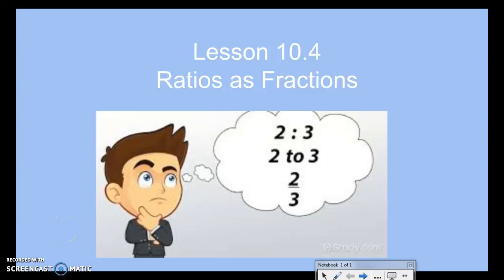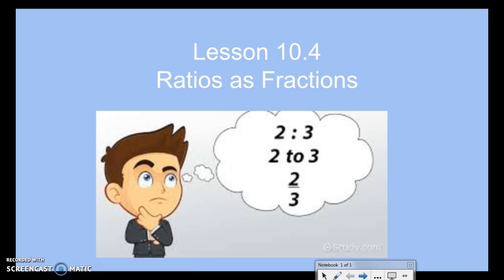Everybody, this is Miss Kennedy, and we are going to continue talking about ratios. Earlier we talked about ratios as comparing two parts of a whole number, or comparing a part to a whole, or a whole to a part. Today we're going to be building onto that and come up with a third way to write ratios.